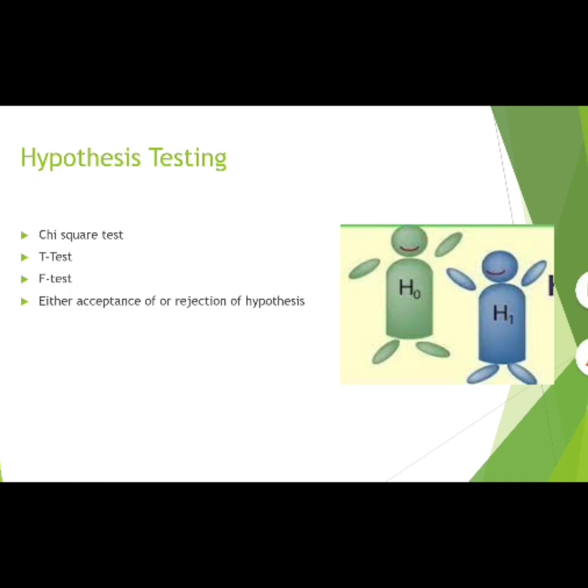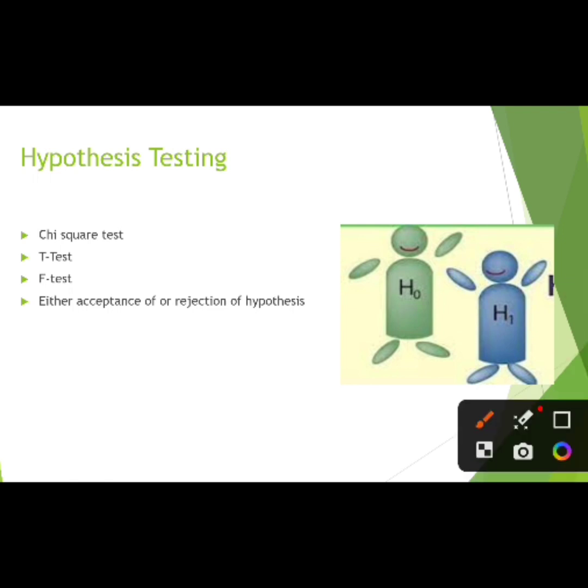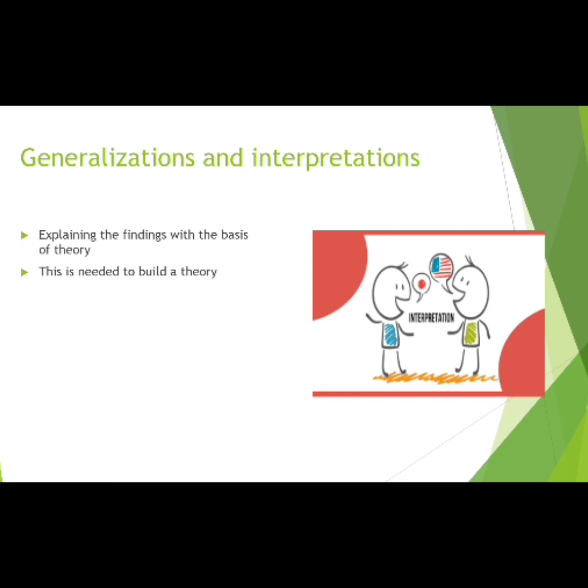Now hypothesis testing, the step after the analysis. For hypothesis testing, various tests we can use, for example chi-square. These are a few tests, but other than that there are lots of tests like the Mann-Whitney test, Kruskal-Wallis test, etc. For example, chi-square test, t-test, f-test, for either acceptance or rejection. Why are these tests used? For acceptance or rejection of the hypothesis.